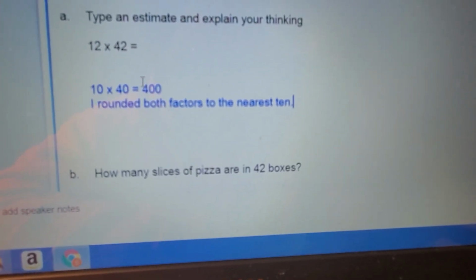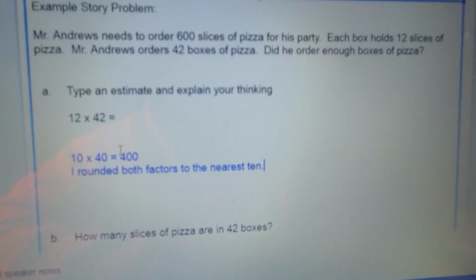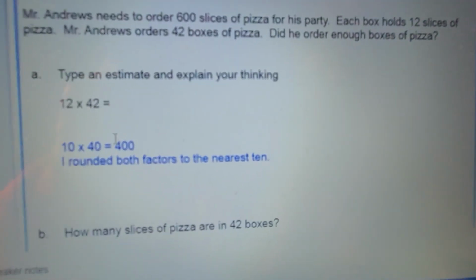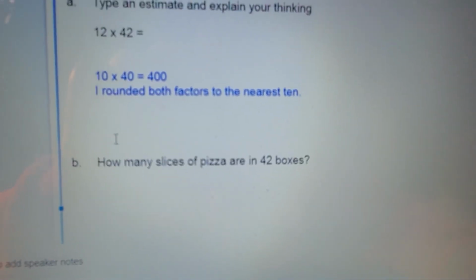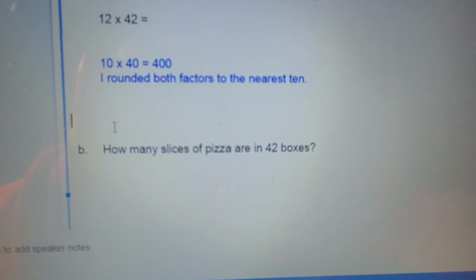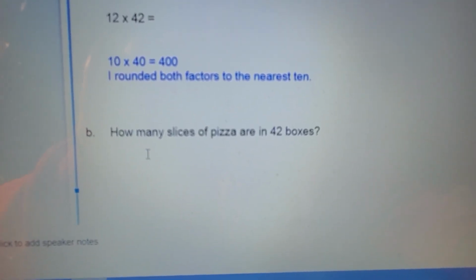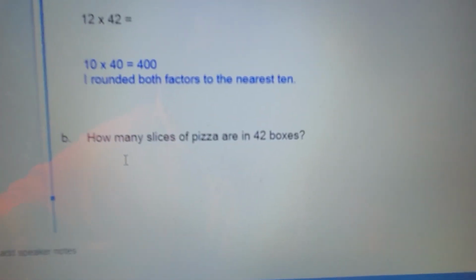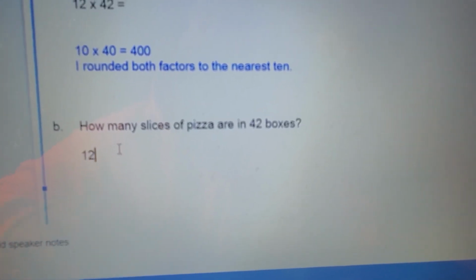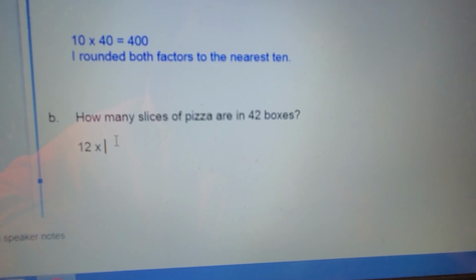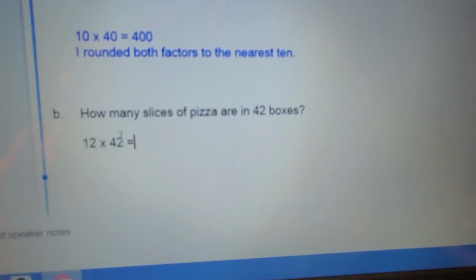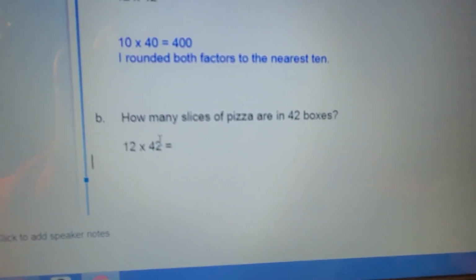And it appears that I didn't order enough, because I need 600 and my estimate's 400. So now we solve the problem. How many slices of pizza are in 42 boxes? So I would use my original equation, 12 times 42. And then I make my clusters.